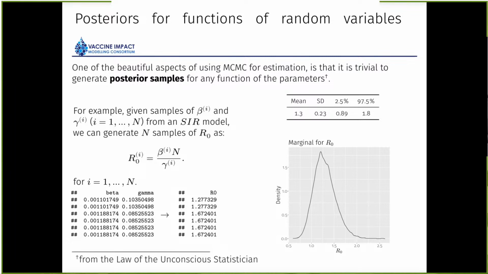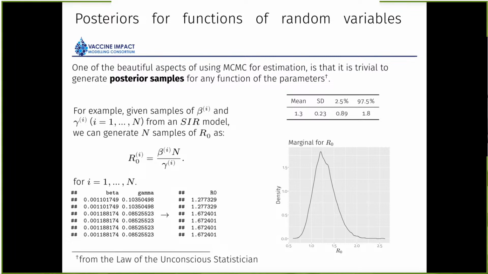And then I can do things like calculate the mean and the credible interval. So here, a point estimate for R0 would be 1.3. For the 95% credible interval, there's a 95% probability that the true value of R0 is somewhere between 0.89 and 1.8. So it bounds 1.